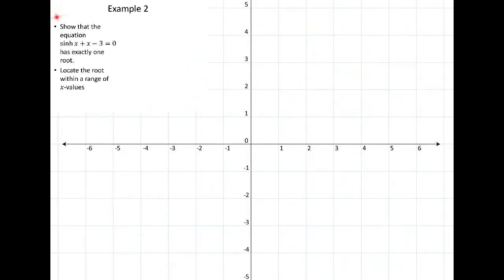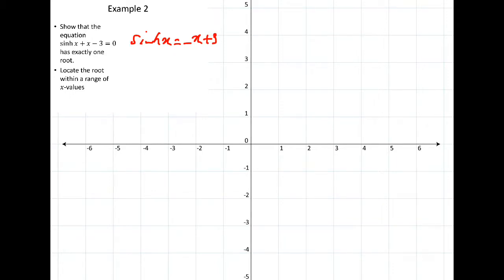Here we do the same. We rearrange this function here so that we can plot sinh x, that's hyperbolic sine of x, and we can plot the 3 minus x on its own, and the point of intersection will give us the root. So this equation will be sinh x equal to minus x plus 3.